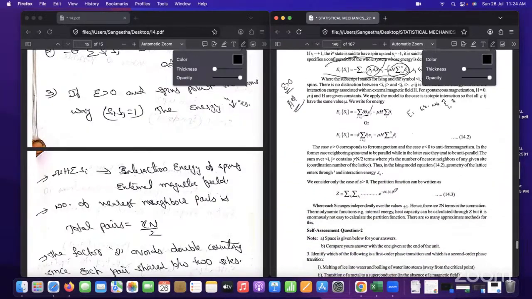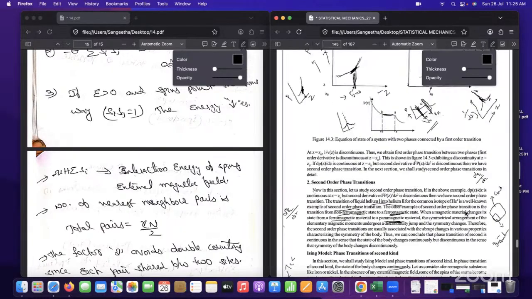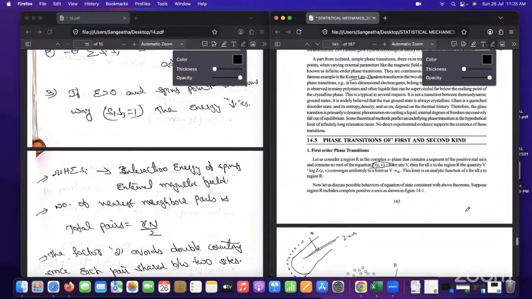So we derived it, and the total number of pairs is important here. The total number of pairs is gamma times N by 2. This gamma N by 2 is called the total number of pairs. So what topic did we discuss? This is the topic of phase transition of first kind and second kind.